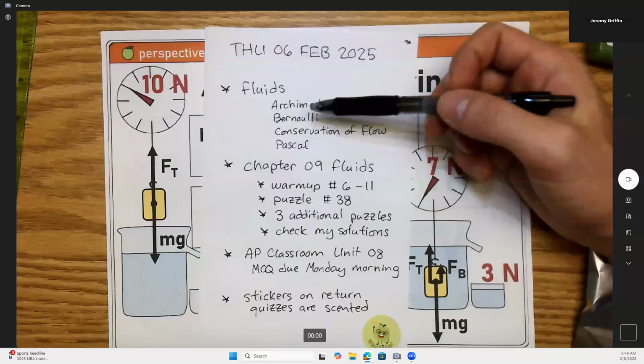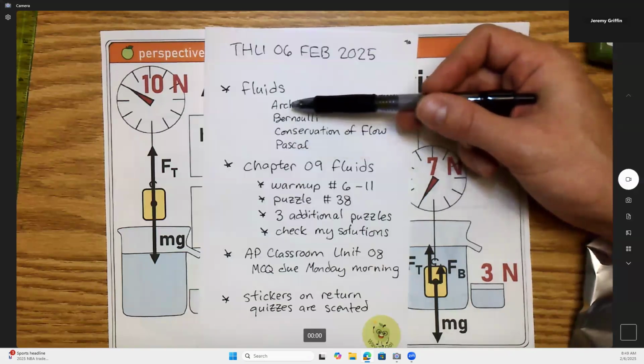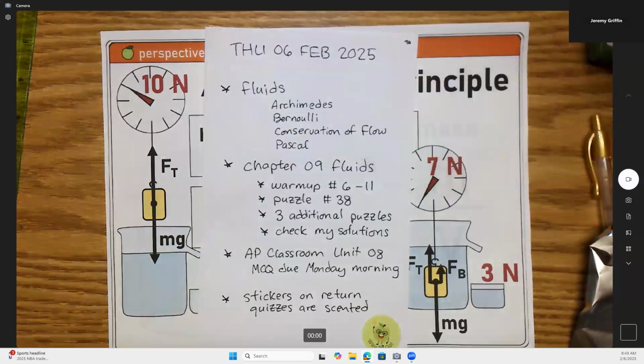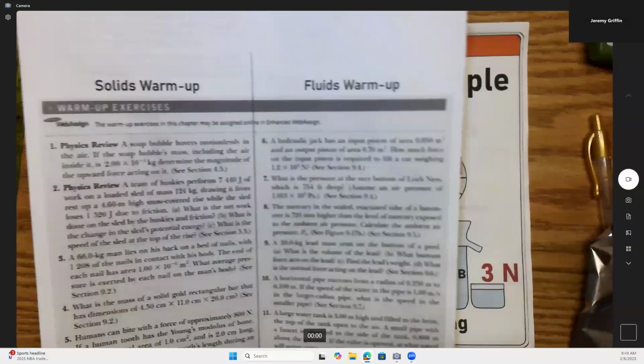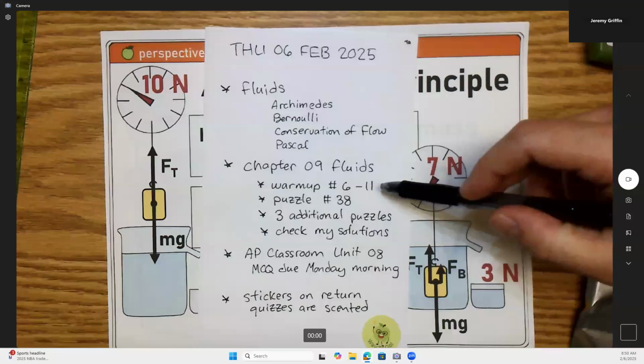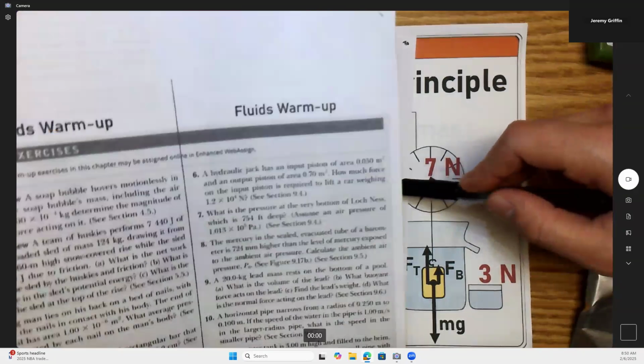I gave you guys a checklist the other day. You guys remember I said ABCP? That could stand for Archimedes, Bernoulli, conservation of flow, and Pascal. So there are principles going on there. Numbers 6 through 11 check all the boxes, so that's going to cover all the bases. I want you guys to do each of those, numbers 6 through 11. That's 6 different questions right there.